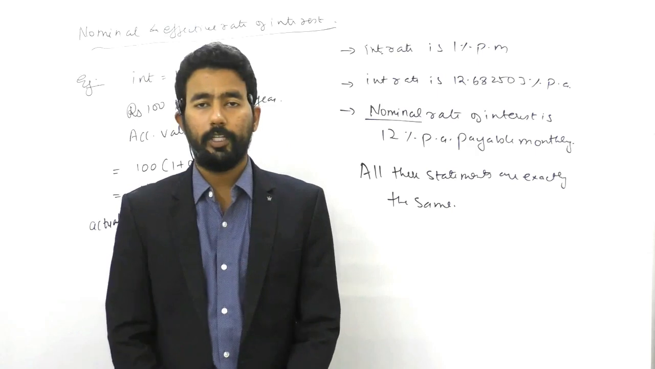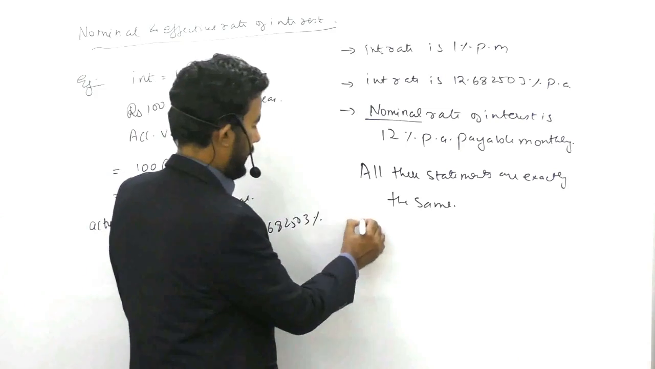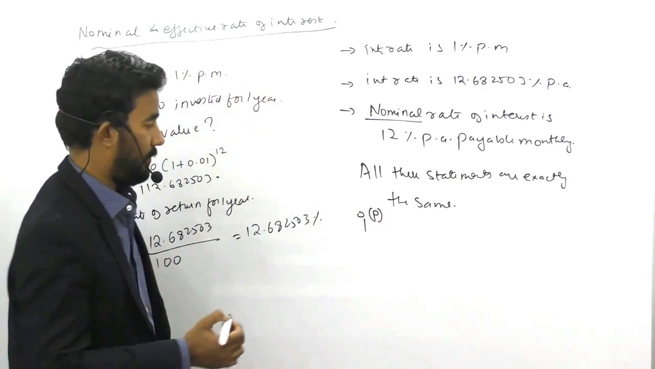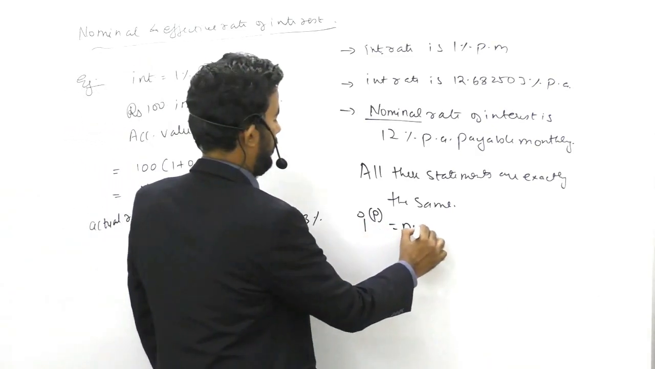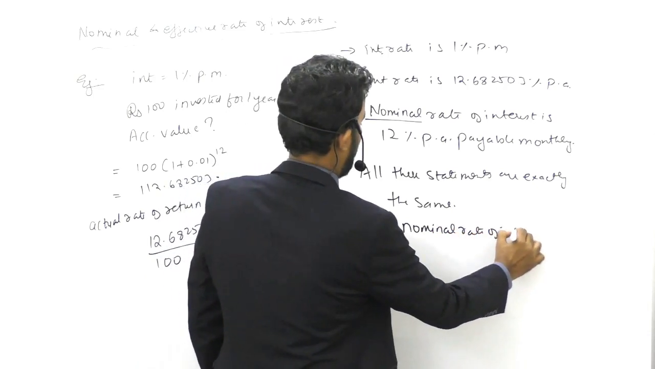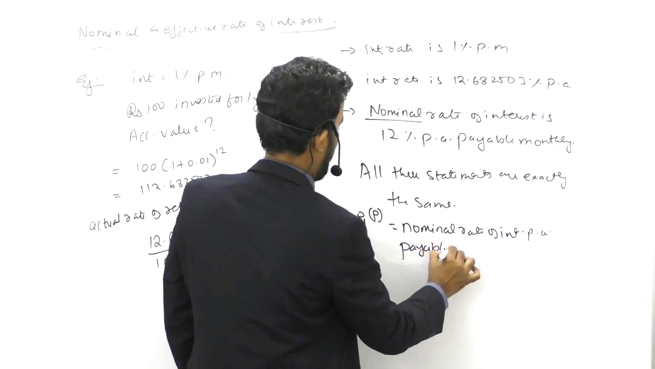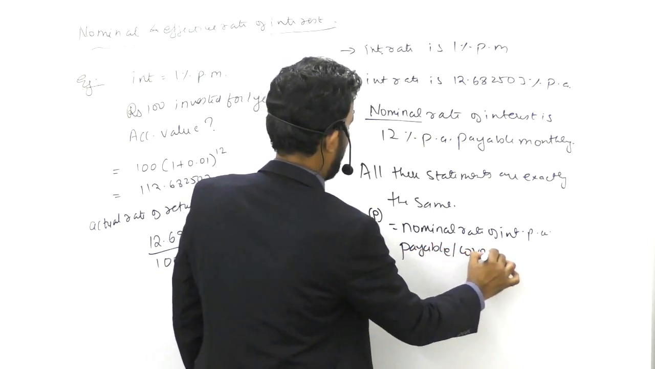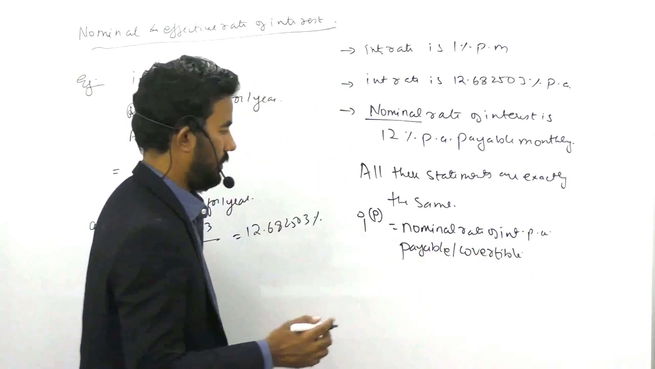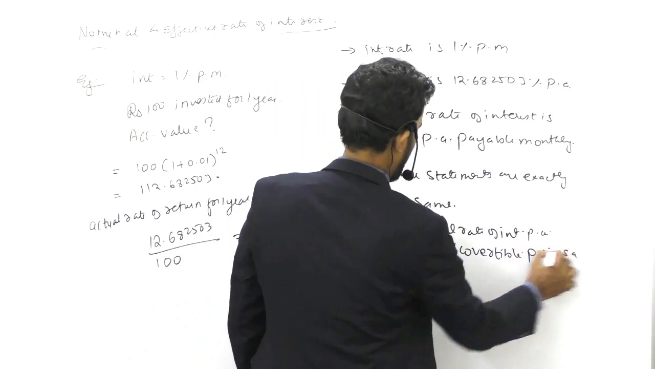So let me introduce you to the notations that we can use to write these interest rates. One of the notations that we use is I, and we write p in the superscript in brackets. So this I(p) refers to the nominal rate of interest per annum payable, or equivalently we can use the word convertible. Both mean one and the same thing, payable or convertible, p times a year.